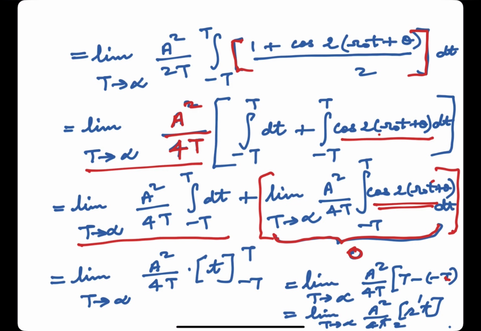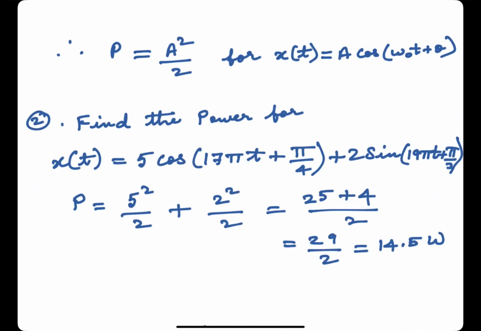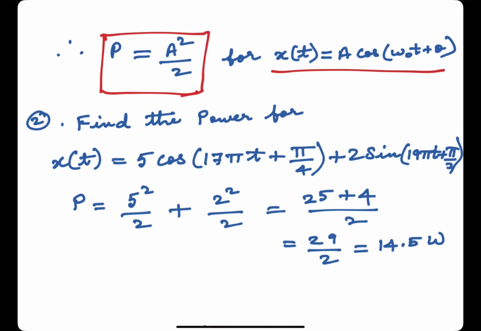So now we have only the first integral. The integration of minus T to T dt will give us t, evaluated between the limits T and minus T. So if we integrate, we get A squared by 4T, and inside this integral if we solve, we get 2T. So this will cancel, and our answer will be P is equivalent to A squared by 2. This is a standard result for the signal x of t equal to A cos of omega naught t plus theta. Using this standard result, now we will solve one more problem.